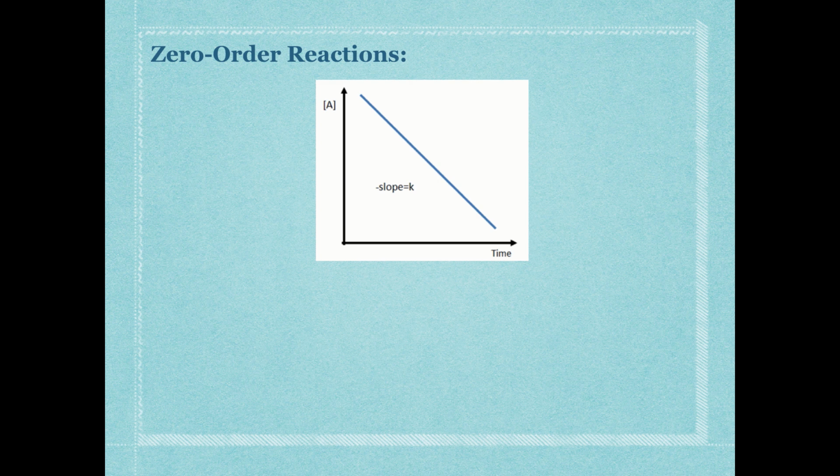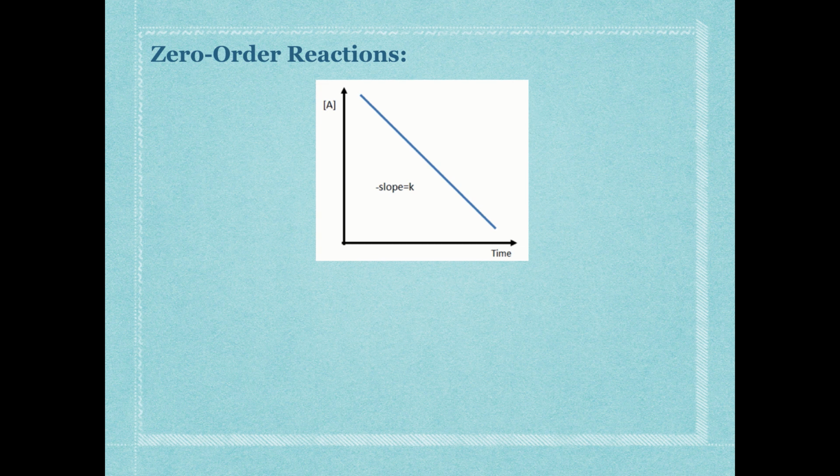So I'm going to show you for zero order, first order, and second order, how to look at the graphs and which graphs you should be looking at to determine what order you have. And then I'm also going to show you a couple of equations that you can work with in order to solve for some unknowns. So the first one, if you have a zero order reaction, remember the definition of a zero order reaction is that any change in concentration will not affect the rate.